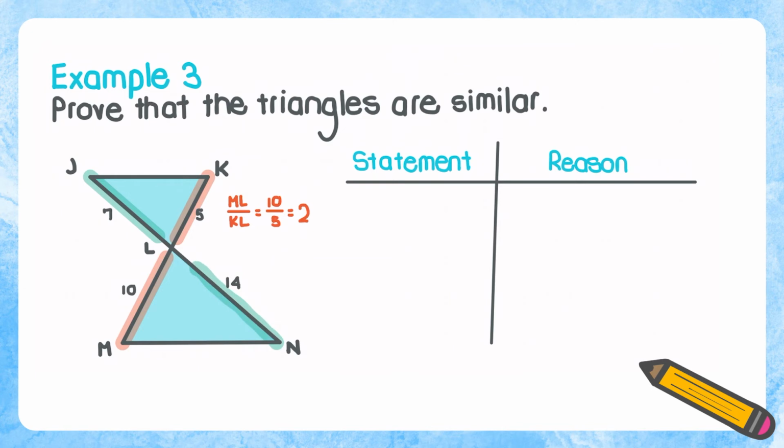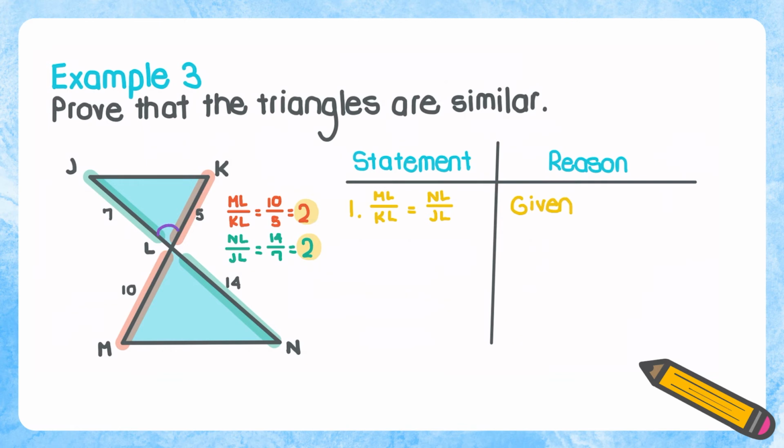And side JL corresponds to side NL. These are the longer sides. So we set up a ratio, side NL over side JL equals 14 over 7, which also equals 2. So for our first statement, we can write that the two ratios are equal to each other. So this tells us that the sides are proportional, well, at least the two sides. And this is given to us in the diagram.